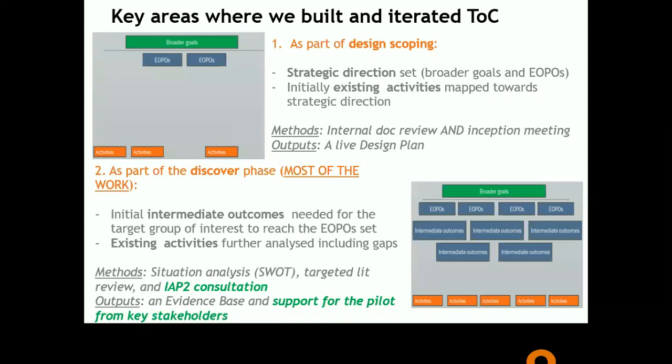So to start with, overall program logic we found was a really good way to structure the design, because it gave us this tool where we could constantly reflect on what we were trying to achieve. In that first diagram there, that's the broader goals and the end of program outcomes. So where we were heading, we could reflect on that, but at the same time we could keep an eye on how we might get to that point.